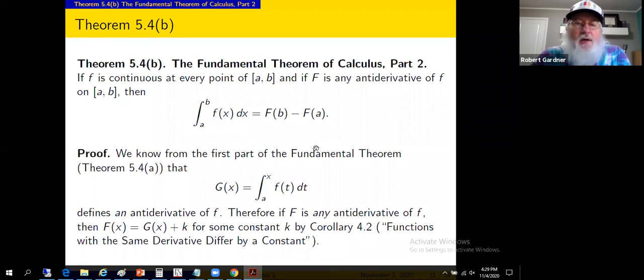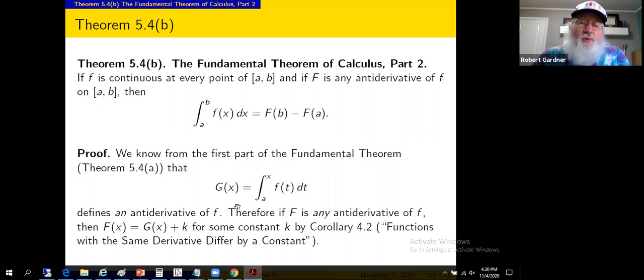Okay. Let's define capital G of x to be an integral from a to x of f of t dt. We know by the fundamental theorem of calculus part 1 that that thing is an antiderivative of f. If you differentiate both sides with respect to x, that'll give you G prime of x on this side. Remember, that'll give you lowercase f with a t replaced with an x on that side, differentiating with respect to x. So G prime of x equals lowercase f of x, fundamental theorem of calculus part 1.